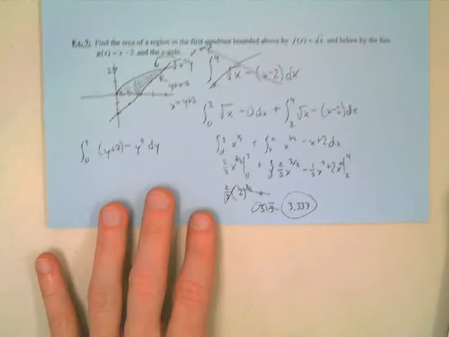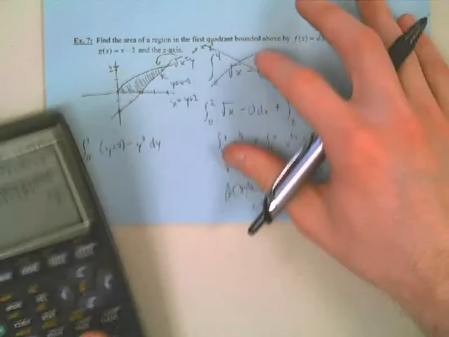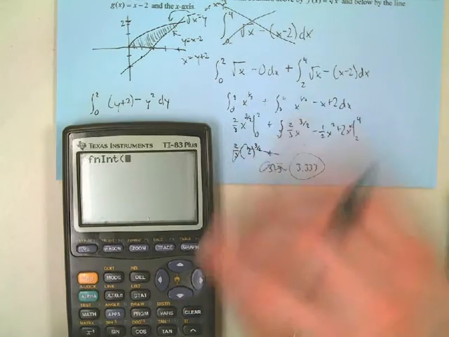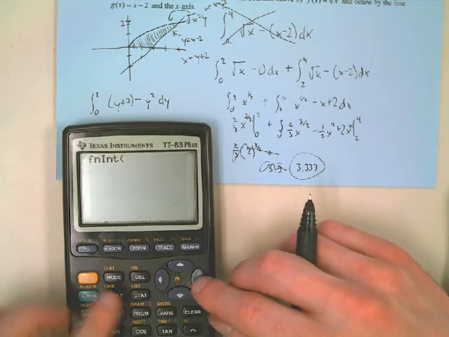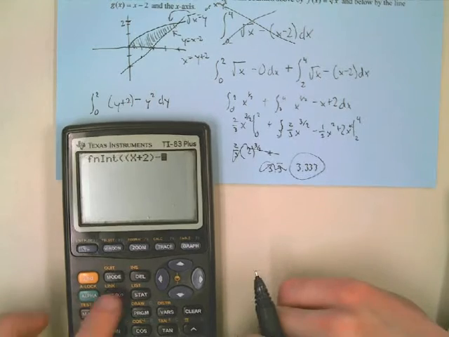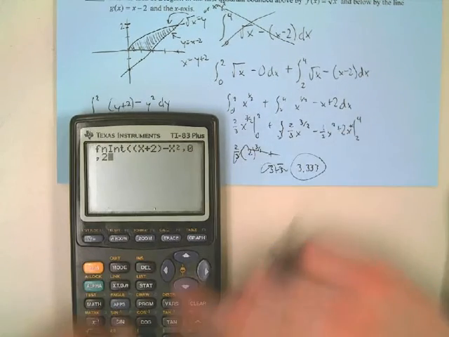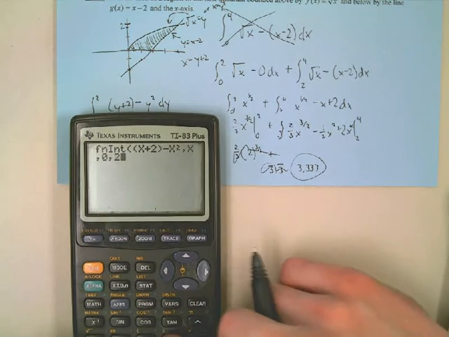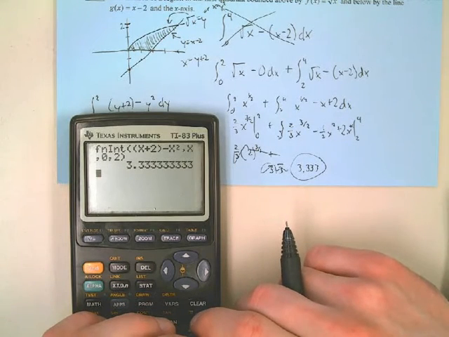Now, I'm going to go ahead and just type this straight into my calculator. So, math 9. And you might think, Mr. Whitmire, we need to use y's, don't we? No, it doesn't matter. x plus 2 minus x squared, comma x, comma 0, comma 2. And you get the same exact answer. Except it's repeating. Except it's precise. That's weird.